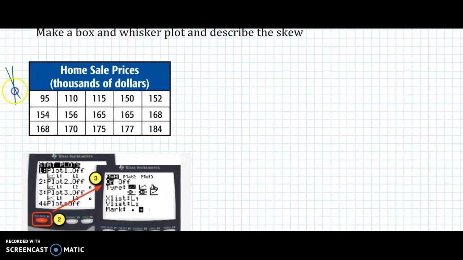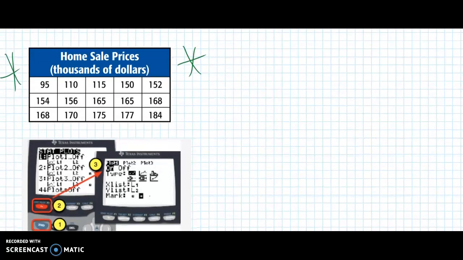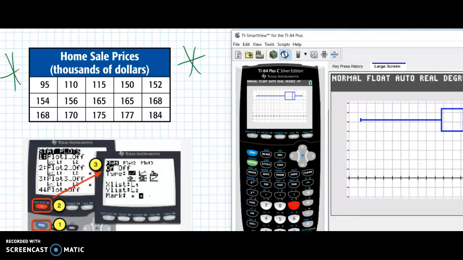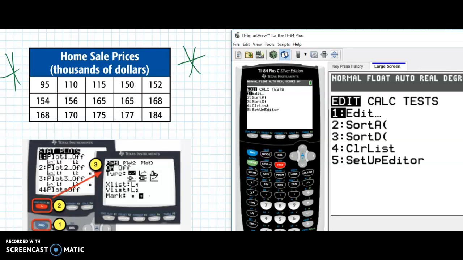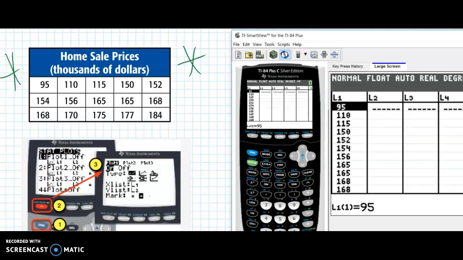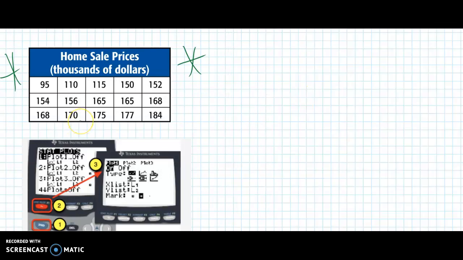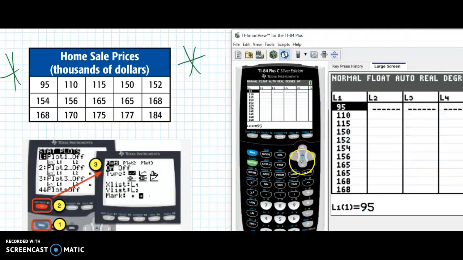So here's your data. At some point, you might want to pause the video and put this into your calculator, into your list 1. If we look at my calculator here, I already have this data set in my list 1. So I go to Stat, and I go to Edit, and you see this data in my calculator already, so you don't have to watch me punch it in.